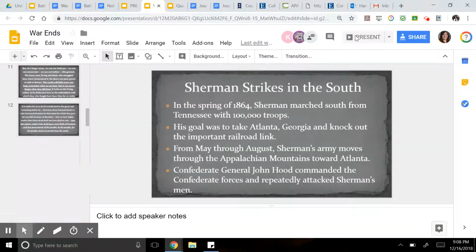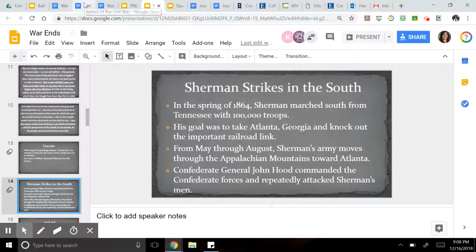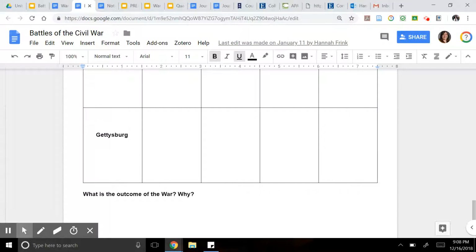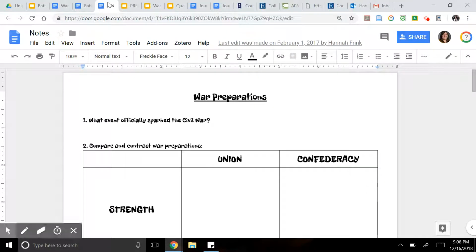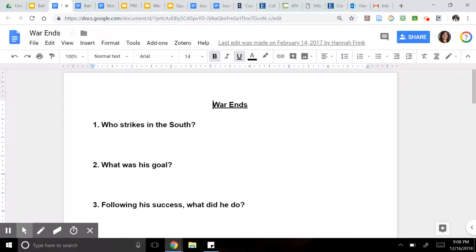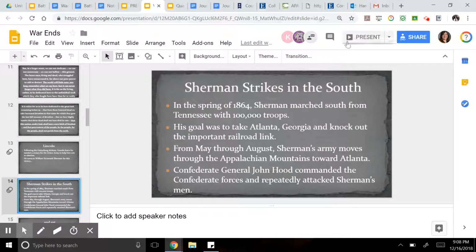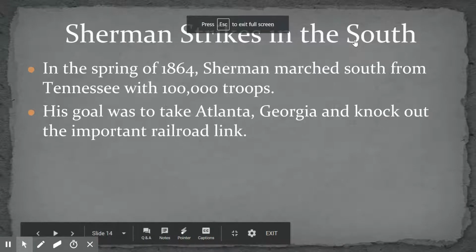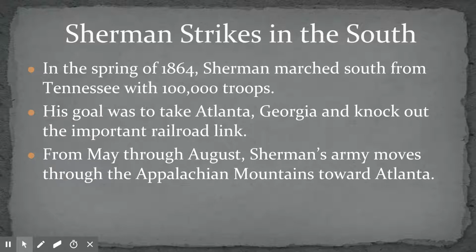So I think actually at this point, just to stop and peek back, Gettysburg should be done. We've just gone over number one, who strikes in the South, and then what his goal would be. His goal is to take Atlanta, Georgia, and knock out the important railroad link.